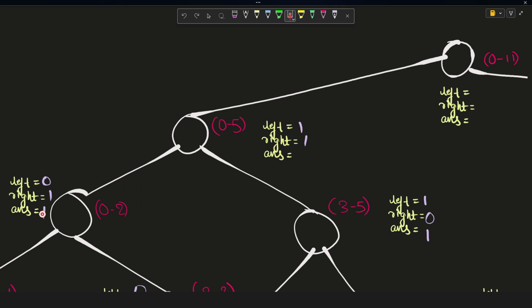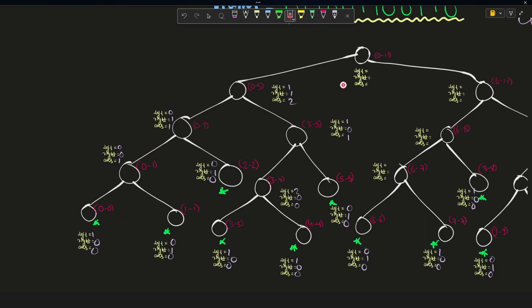And this answer will be equal to this 1 plus this 1, that is 2, plus the minimum of both the sides, which is 0 here only. So 2. In this way, I have successfully calculated the value for each and every node present on the left side. Right. So let us now do the same thing for the right side as well. So let us now go to this part.